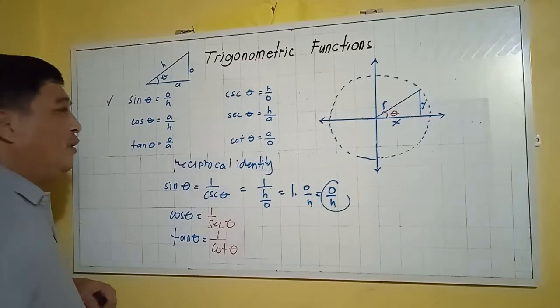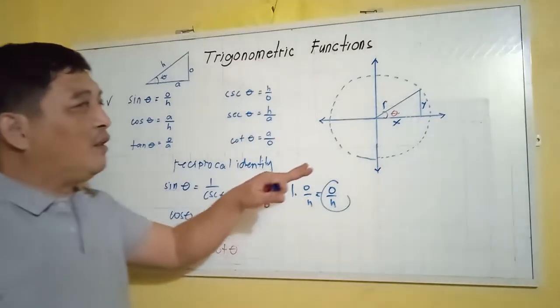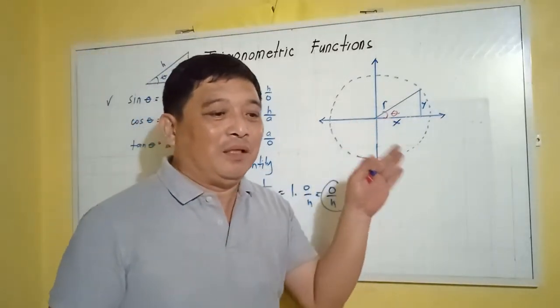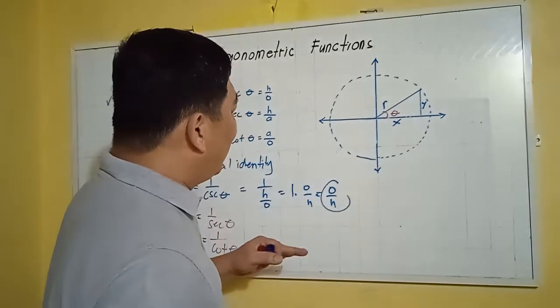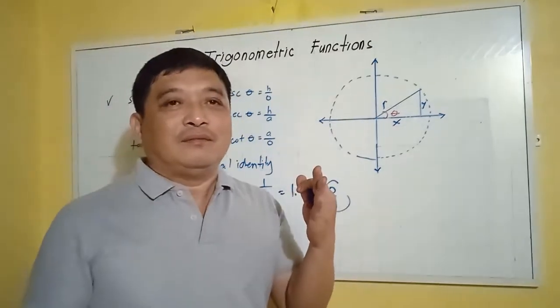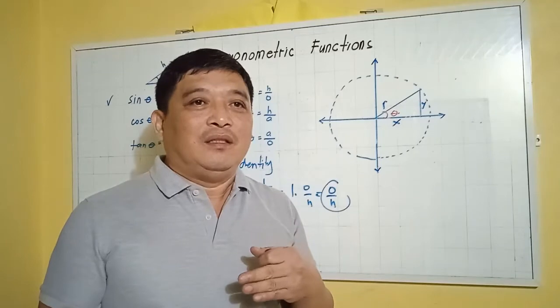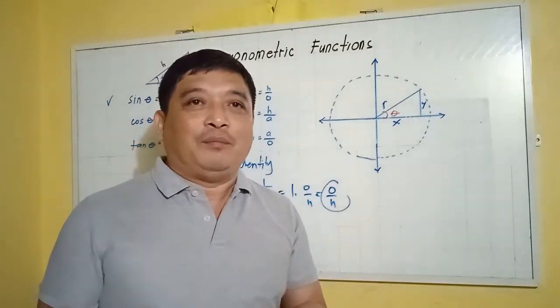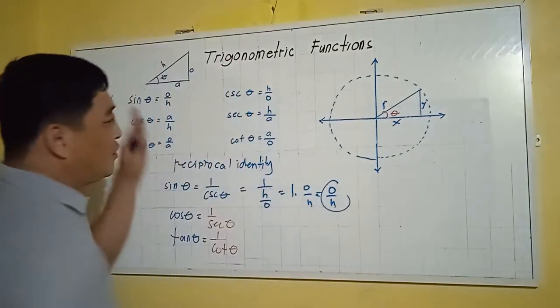cotangent theta. Here, sa rectangular coordinate system, malalaman natin na kahit na more than 360 degrees, pwede natin hanapin yung mga 6 trigonometric functions natin dito.